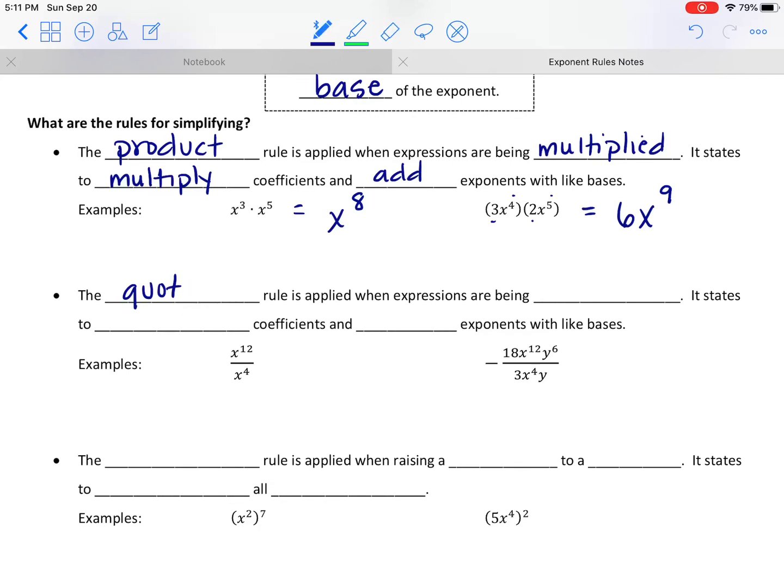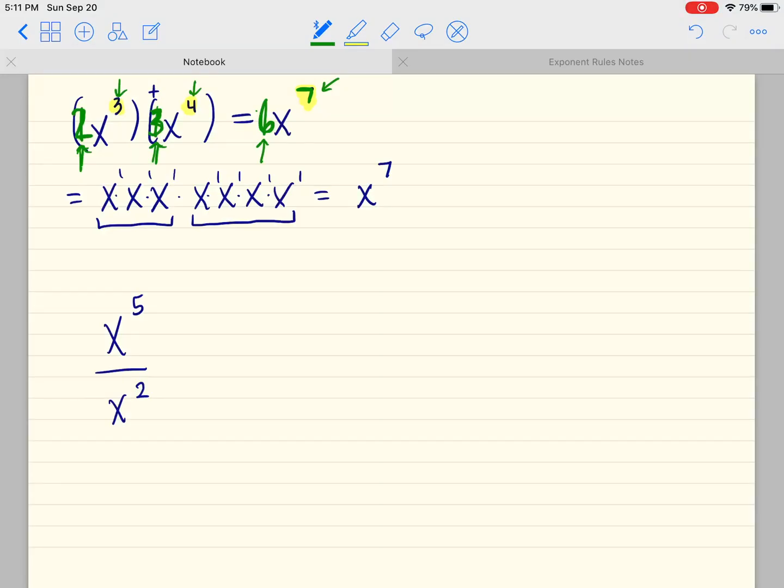The next rule we're going to look at is called the quotient rule. Do you know what quotient means? So quotient is division. And it should make sense that what's going to happen here is the exact opposite of what happened in the last one. Multiply and divide are opposites, right? So what happens when we divide? Well, let's look at another example off the note sheet here.